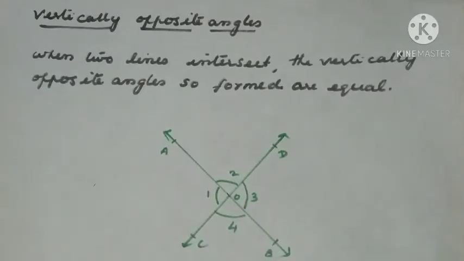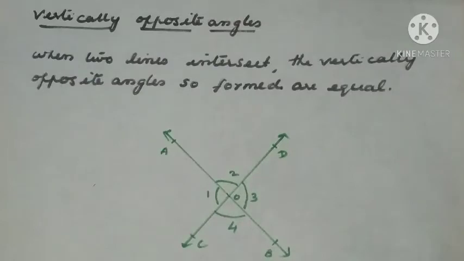What are vertically opposite angles? How does it happen? When two lines intersect. After seeing the diagram, you can see that AB and CD are the two lines intersecting at O. Then four angles are formed in the figure. In that, vertically opposite angles are equal by the statement.